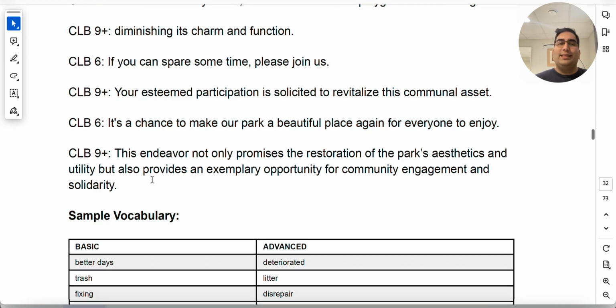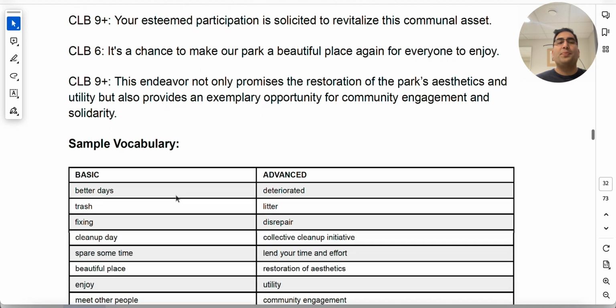Check out this one. This is the replacement of the CLB 6 sentence. This endeavor not only promises the restoration of the park's aesthetics and utility, but also provides an exemplary opportunity for community engagement and solidarity. Now, but also, not only, where's that? Not only, but also. This is how you can make complex sentences. Not only does this, but also does this. You can use it with a variety of question types.